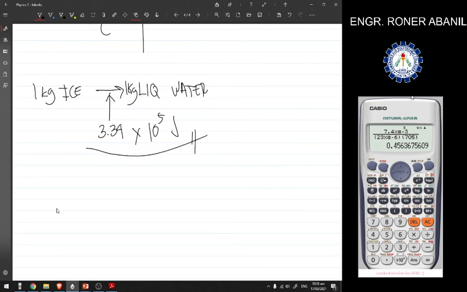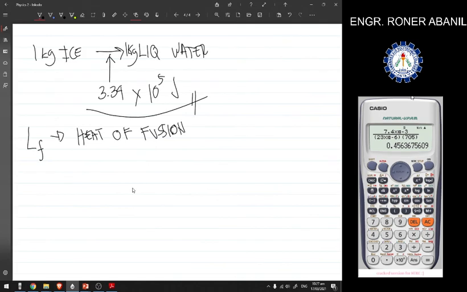The heat required per unit mass is called the heat of fusion, or sometimes we call it latent heat of fusion. So, yung latent heat of fusion is kadalasan tinatawag na LF, no? So ito is latent heat of fusion ang tawag dito. Ayan. For water at normal atmospheric pressure, the heat of fusion is, for the water, no?